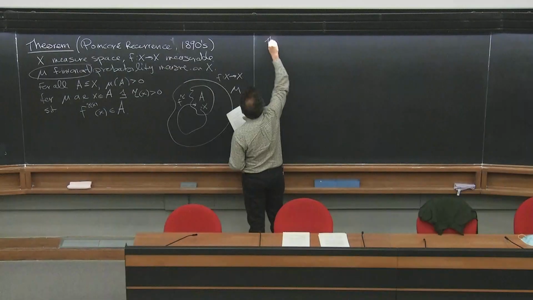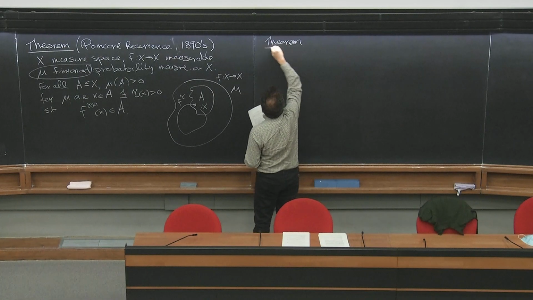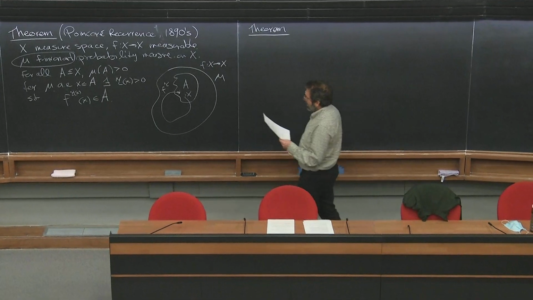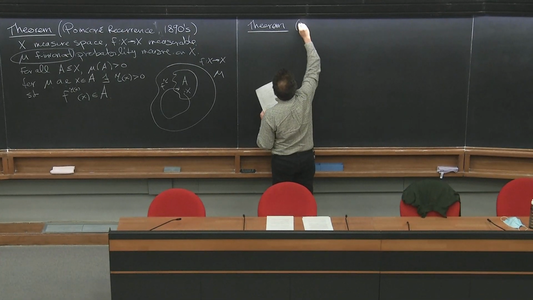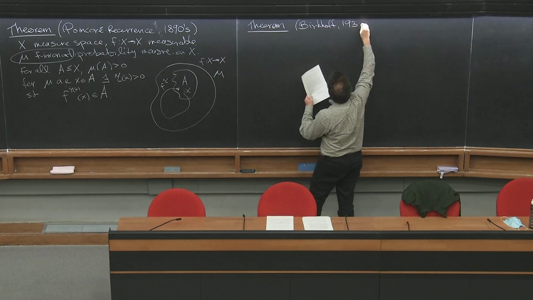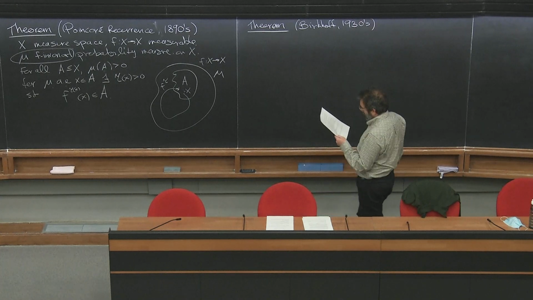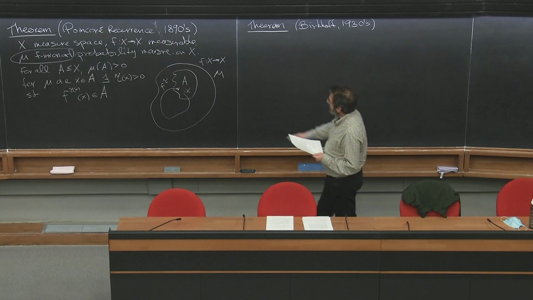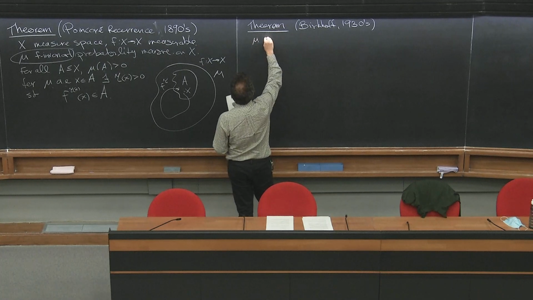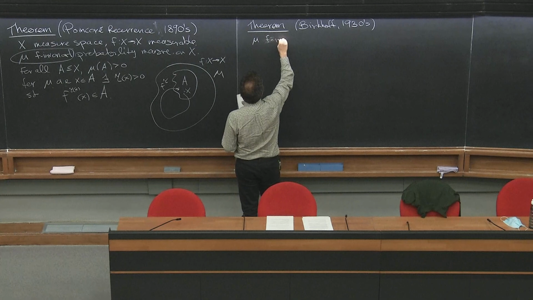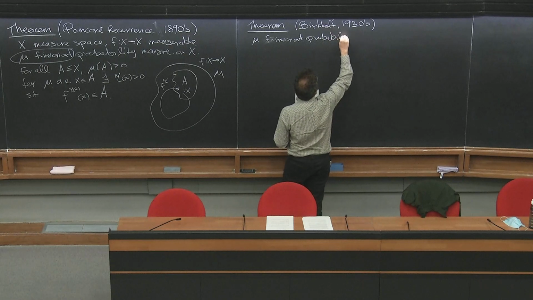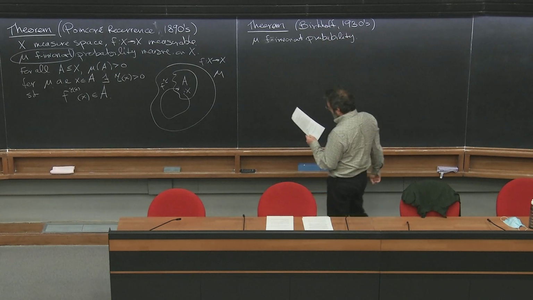So in the 1930s, we have a really almost astonishing refinement of this result due to Birkhoff. And he says the following. We have still the same situation, so we have mu, an f-invariant probability measure. And then the statement is the following.